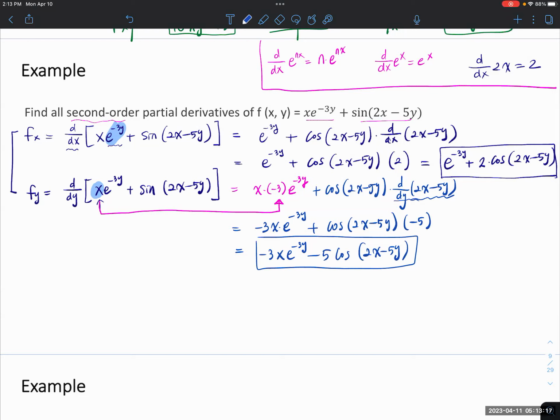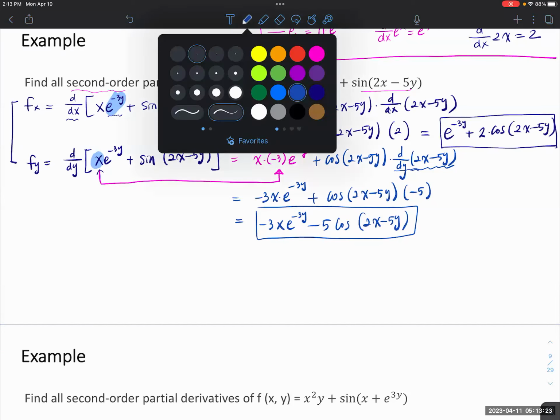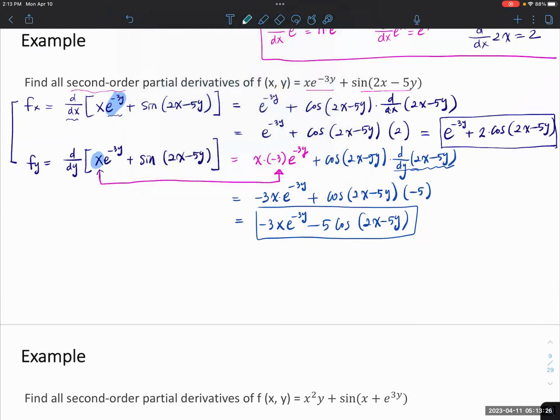Now we're going to do the next ones: xx, xy, yx, yy. Step by step. All right, so the first one, I'm going to do fxx. So d over dx, we already know what f of x is: e to the negative 3y, 2 cosine 2x minus 5y.